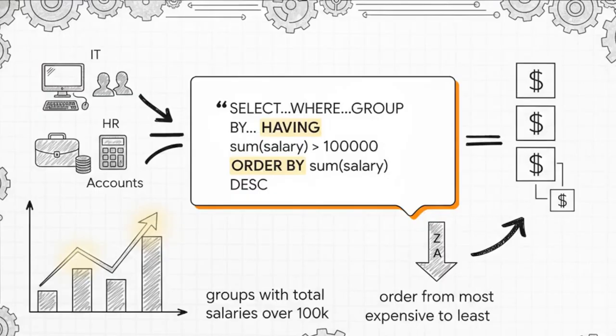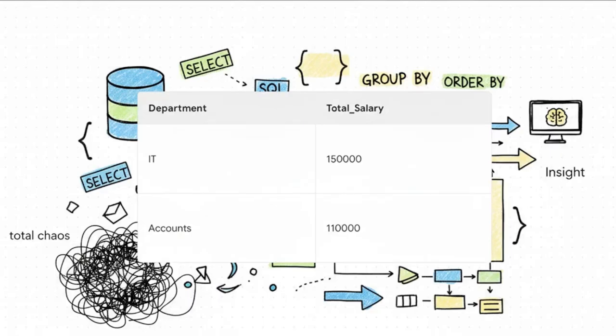So here it is, the whole shebang in one command. What we're really asking is a multi-part question. Hey database, just look at the IT, HR, and accounts departments. Group them up, but only show me the groups whose total salary is over 100K. Oh, and when you're done, please list them from most expensive to least expensive. See, it's like a conversation. And this is what it's all about. A beautiful, clean, simple table that gives us a precise, powerful answer.